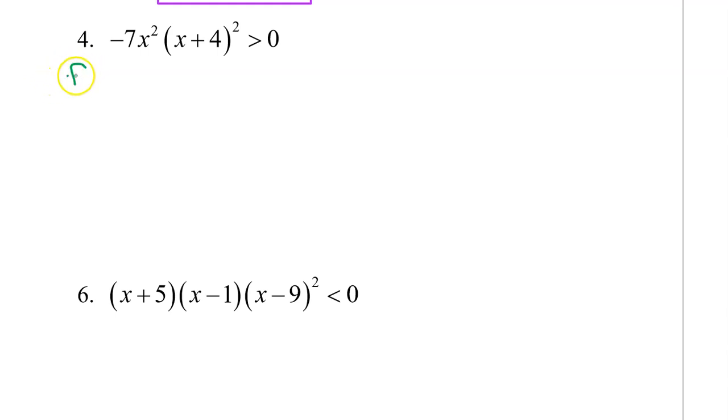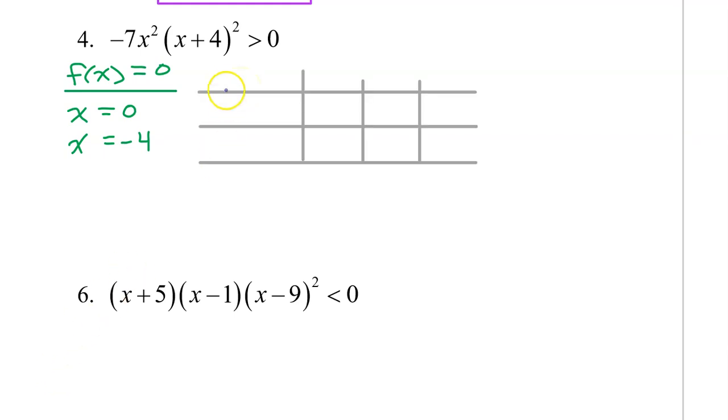Number 4, let's start off making our list of zeros. f of x equals 0. Where? Well, that's going to be at x equals 0 from this first monomial factor. And then there's going to be another one at x equals negative 4 because of that factor right there. Time for the sign chart. Label as f of x. We have a row for every factor. So we have negative 7x squared, and we have x plus 4 squared. And we have the zeros of negative 4 and 0.